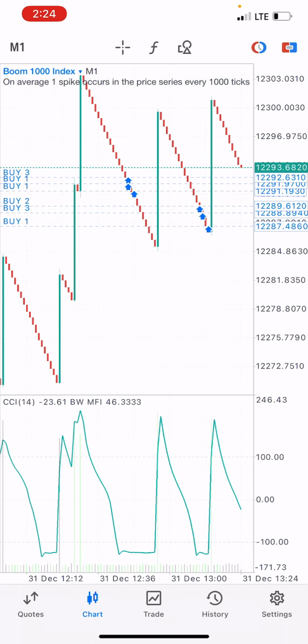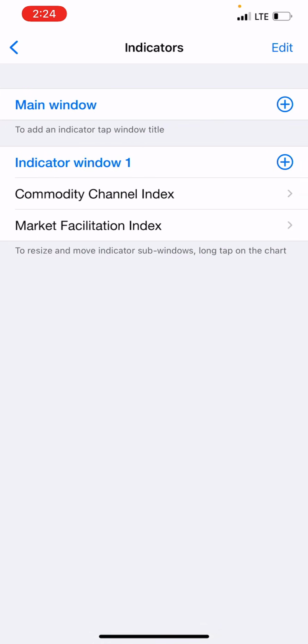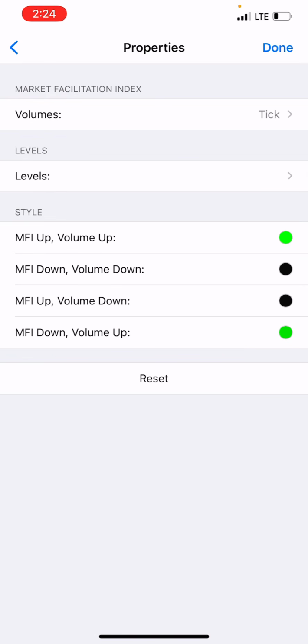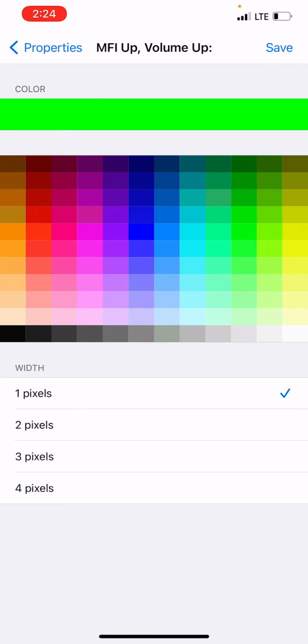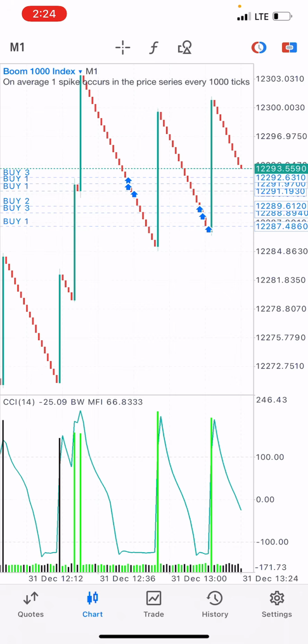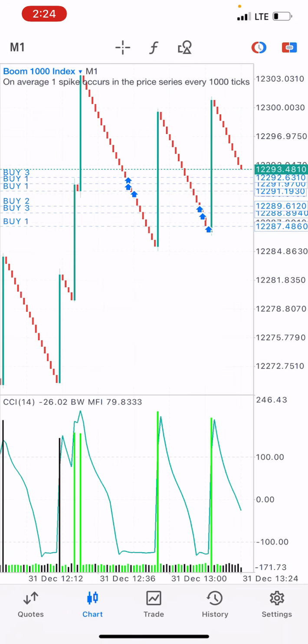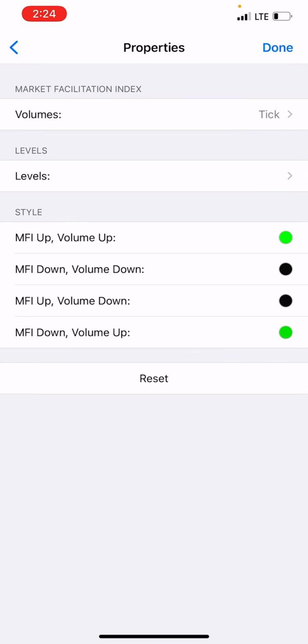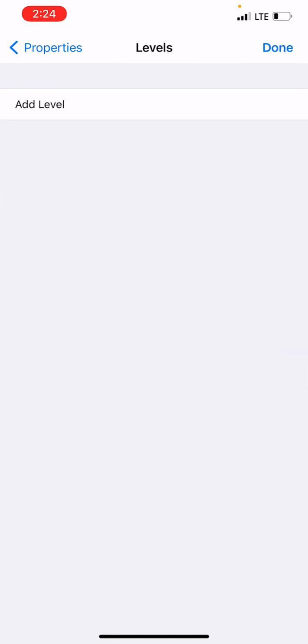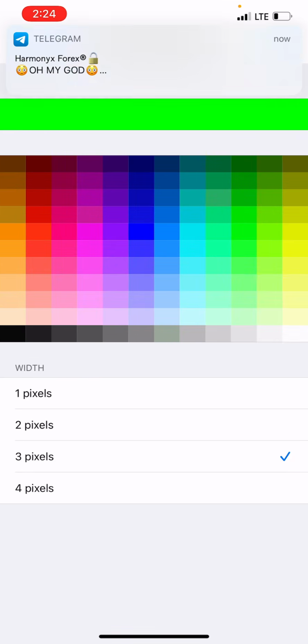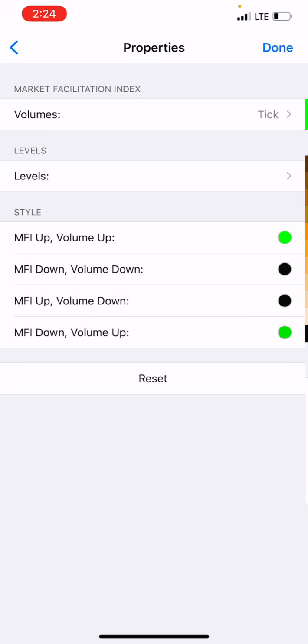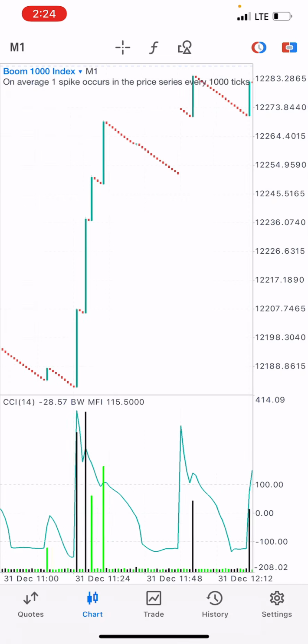Okay, you can see it's not showing very well, so what we need to do now is increase the pixel. Let's take it to 3 pixel. Click save, you click done, so you can see it better now. Right now, I think let me just make it 4 pixel so it will be more clear. We're using 4 pixel. Done. So it's better this way.